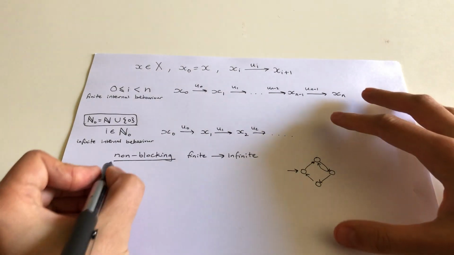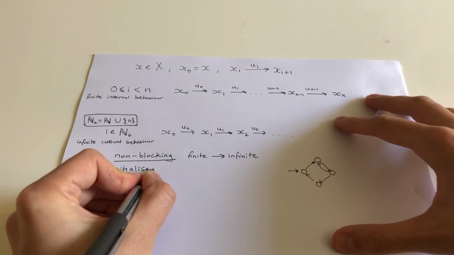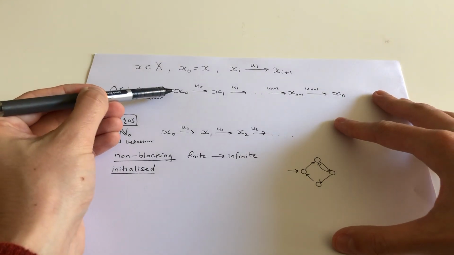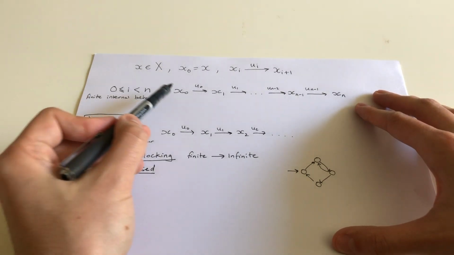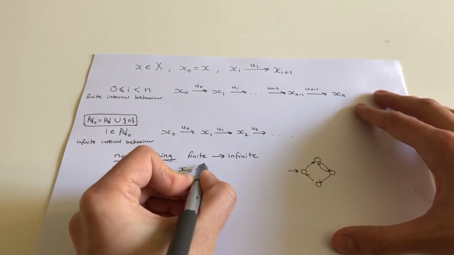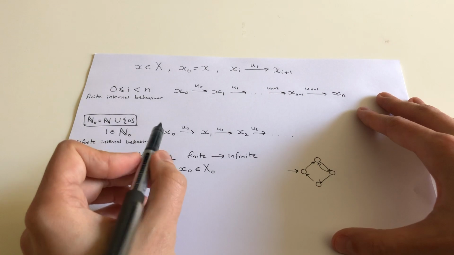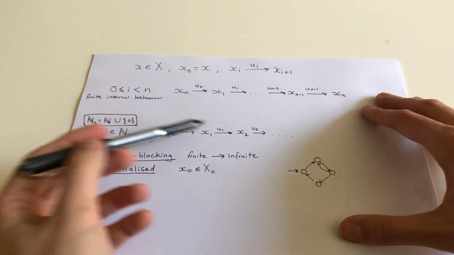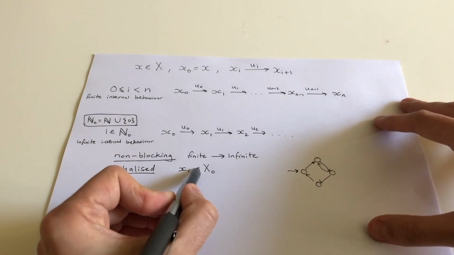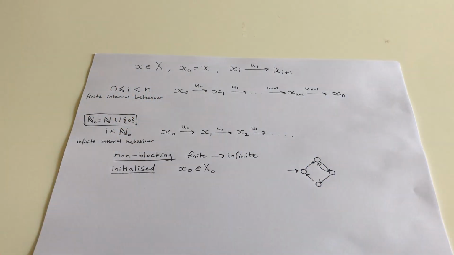Another term that we're going to use here is initializing or initialized. We use initialized to describe when the state within the chain, here x0, is an element of our initial states. Then we can say that this sequence of transitions within the transition relation has been initialized, because that starting position is the starting point of the system, the initial point.